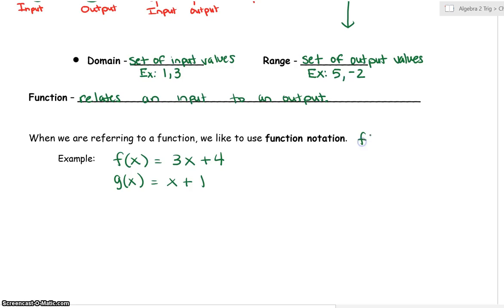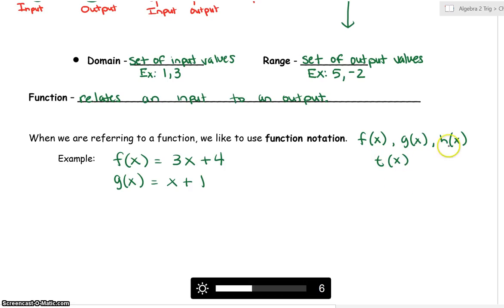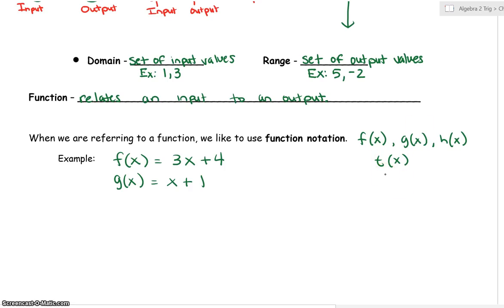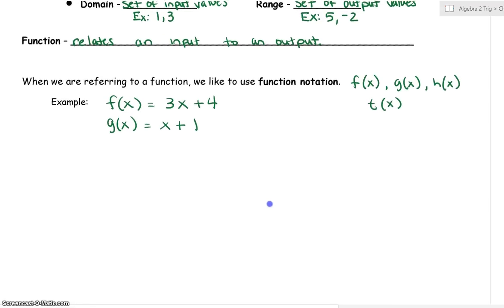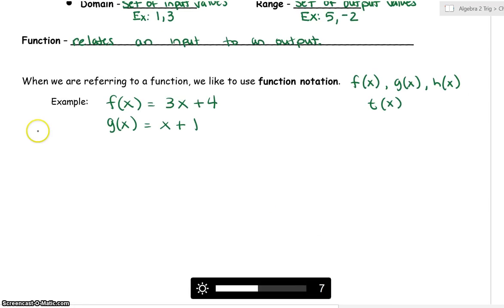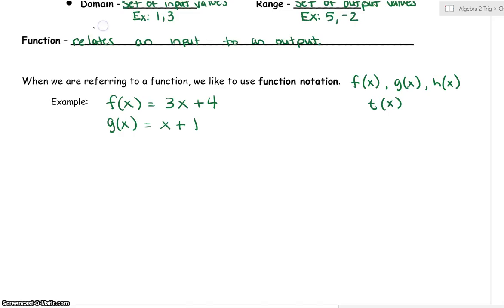So function notation is things like f of x or g of x, h of x, t of x. So those are how we read them and how we write them. A lot of people get scared from that, but please don't. So I want to show you a quick example of what this looks like.